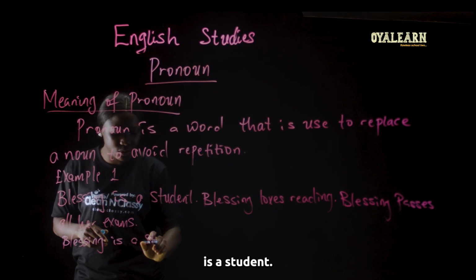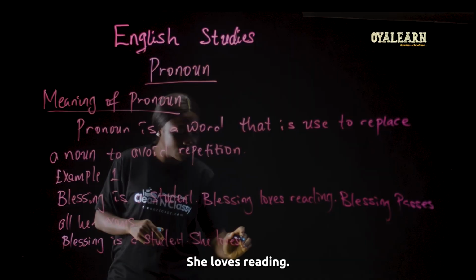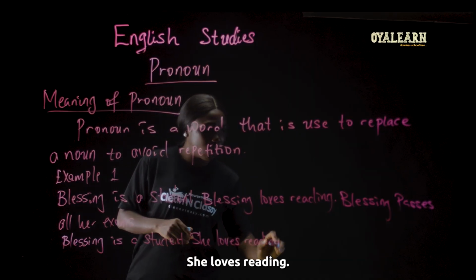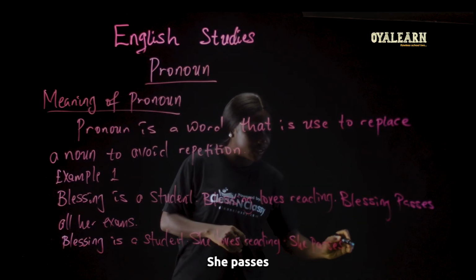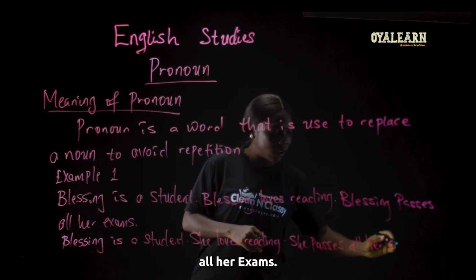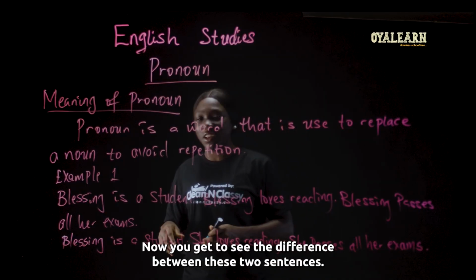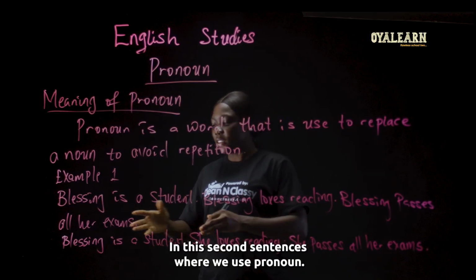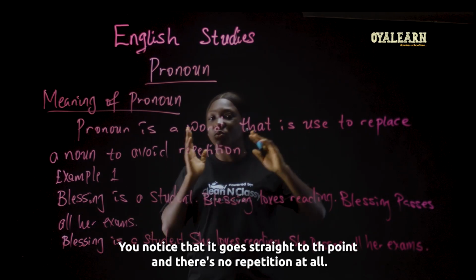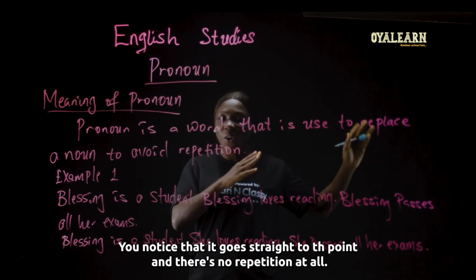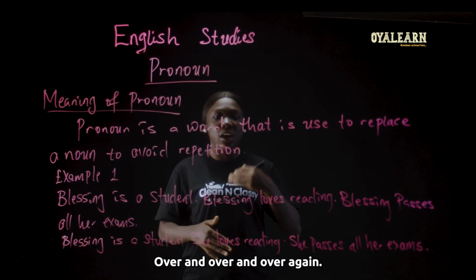So when we introduce the pronoun into the sentence, we say Blessing is a student. She loves reading. She passes all her exams. Very good. Now you get to see the difference between these two sentences. In this second sentence where we use pronoun, you notice that it goes straight to the point and there's no repetition at all. Unlike this where we have to repeat the noun over and over again.